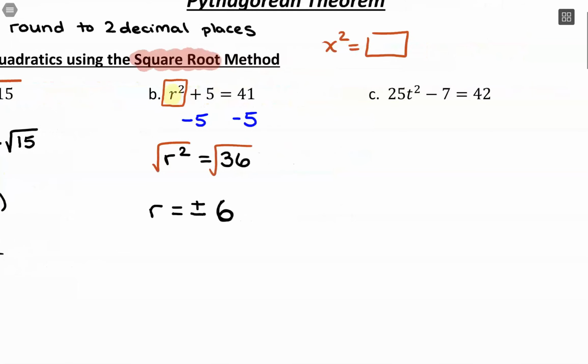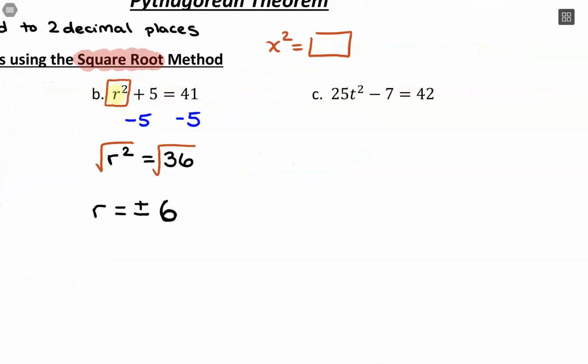All right, this last one here, just for solving equations, again, we want to get this t all alone on one side of the equation. So first thing we do is take care of any addition, subtraction. So with that minus 7, we're going to want to add 7 to both sides so that we can get our variable term all alone. So 25t squared equals 49. And then to get our variable really isolated, we want to get rid of that 25.